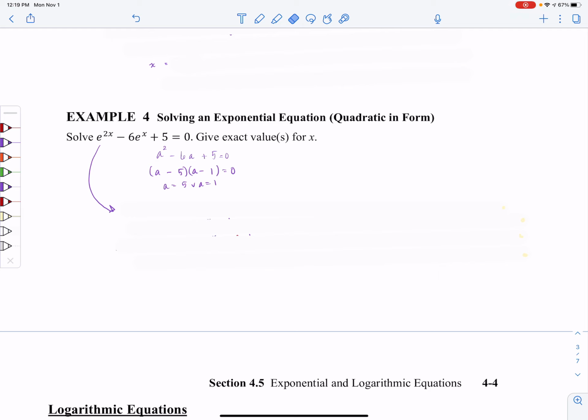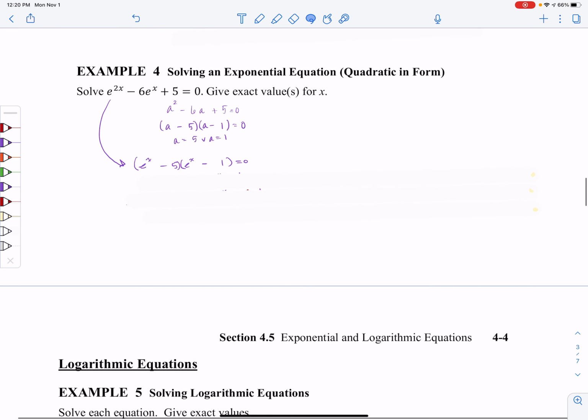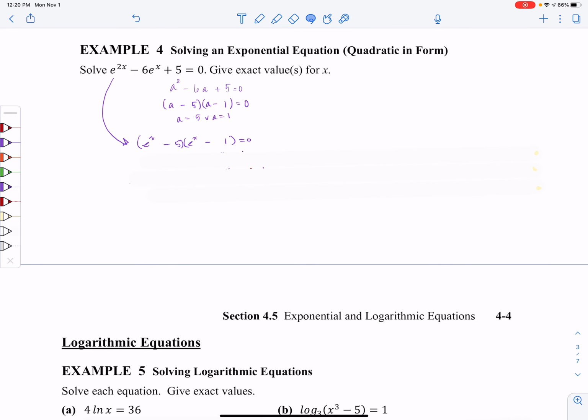But I didn't have an a to begin with. I had an e raised to the x. So let's take it back. Everywhere I see an a here, I'm going to replace it back with my e to the x power. So in my factored form, I have e to the x minus 5 quantity times the quantity e to the x minus 1 equals 0. By the way, if you FOIL that out, you are going to get the same as the original equation. And so now I can say, well, e to the x is equal to 5 or e to the x is equal to 1.